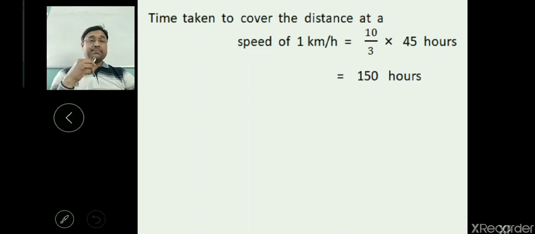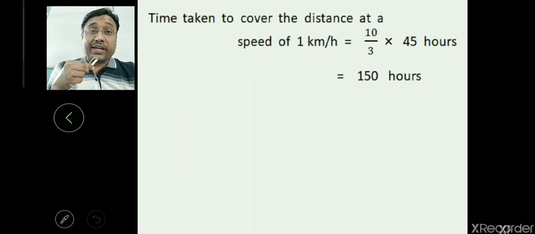If the speed is more, then the time is less, and if the time is less, then more speed is required here, you know that. That's why it is inverse variation. More speed, then it will take less time, and less speed, then it will take more time. Now you will get 150 hours. That means the time taken to cover the distance at 1 kilometer per hour is 150 hours.